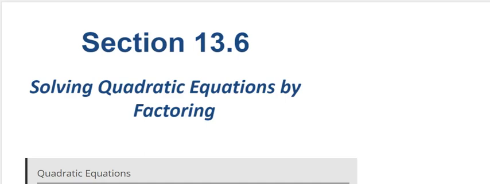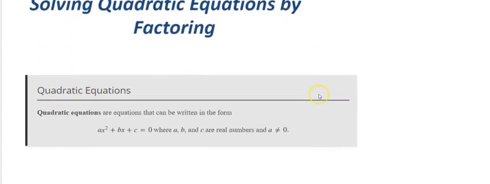Okay, section 13.6, solving quadratic equations by factoring. Let's go ahead and look down here. Let's remember that quadratic equations are equations that could be written in the form ax squared plus bx plus c. Let's also remember how we decide what the power of an equation is: always look at the first one right there. Notice this is a power of 2. That makes it a quadratic equation.